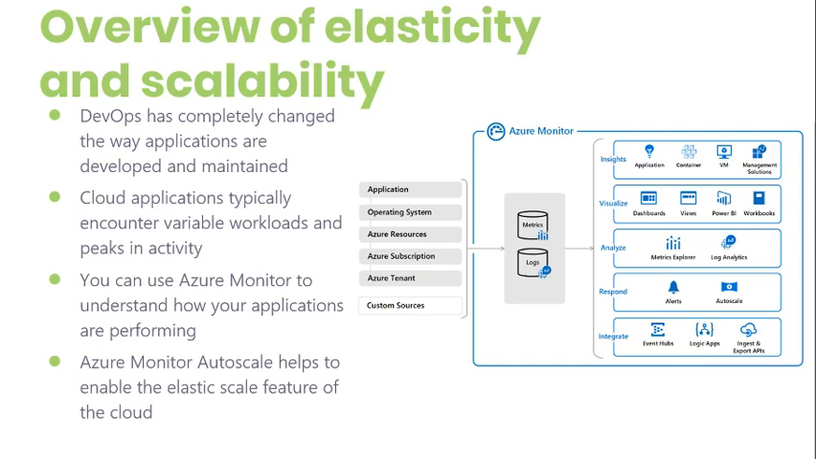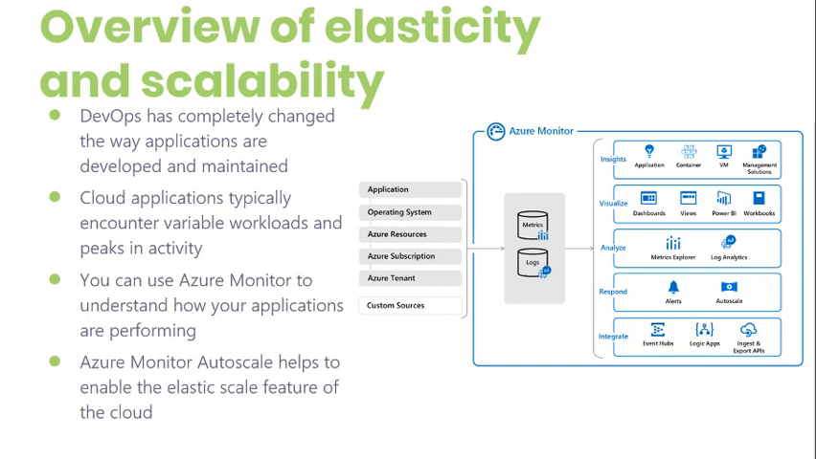and has refined how applications are designed and delivered. Cloud applications typically encounter variable workloads and peaks in activity. Applications should be able to scale up within limits to meet peaks in demand and then scale in when demand decreases. Scalability concerns not just compute instances, but other elements such as data storage, machine infrastructure, and more. This automatic resource allocation and deallocation is what defines the elasticity of the cloud.